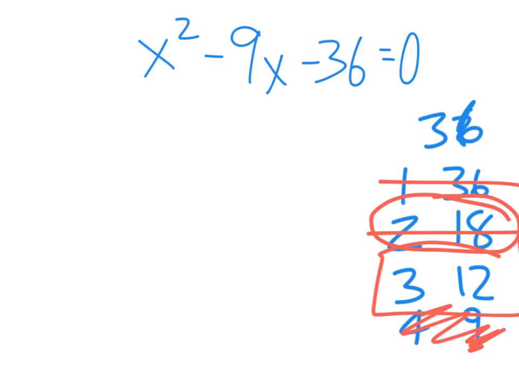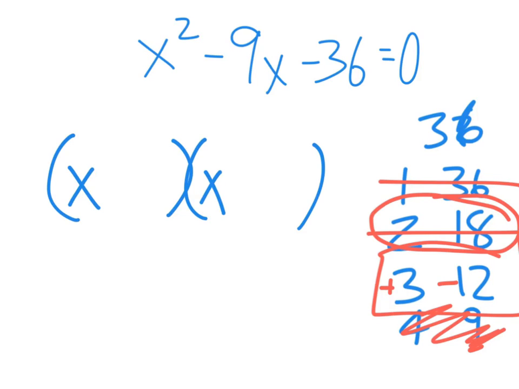Thinking about that, this must mean that it has got to be negative 12 and positive 3. Great. So this is going to be open parentheses, open, close. And I know that we're always writing it like x times x. So it's going to be x plus 3, and then x minus 12. And again, this is equal to 0.